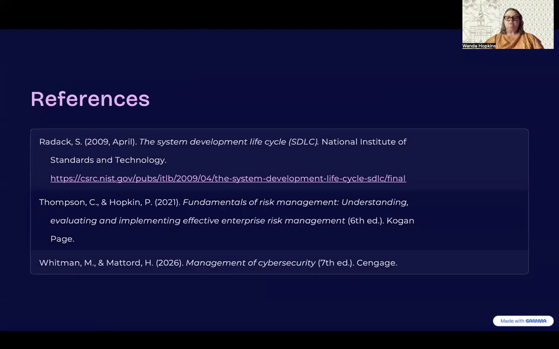Two articles and one book were used to develop today's presentation, and they're listed on this slide for further review.